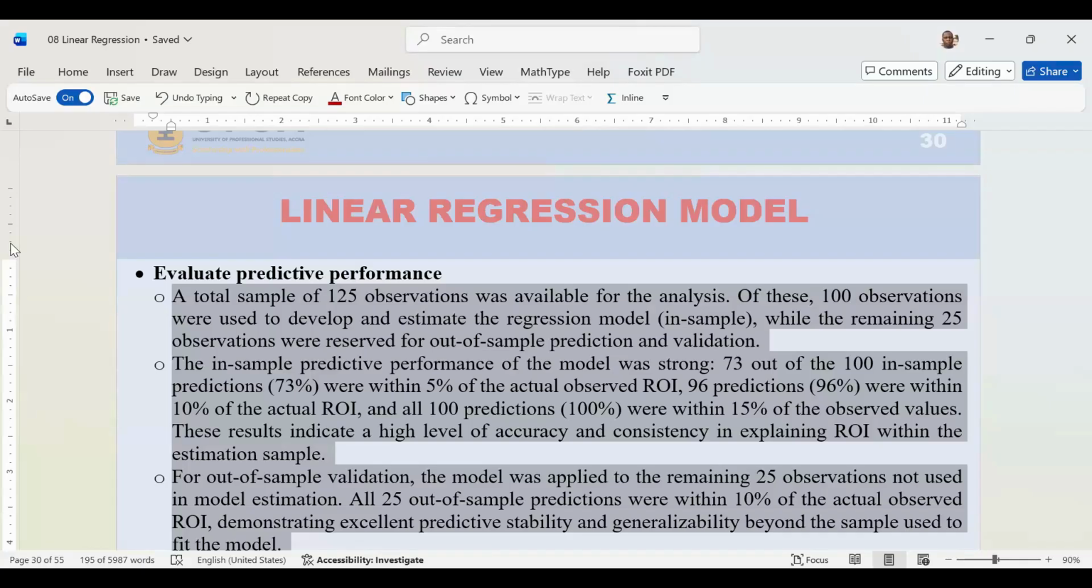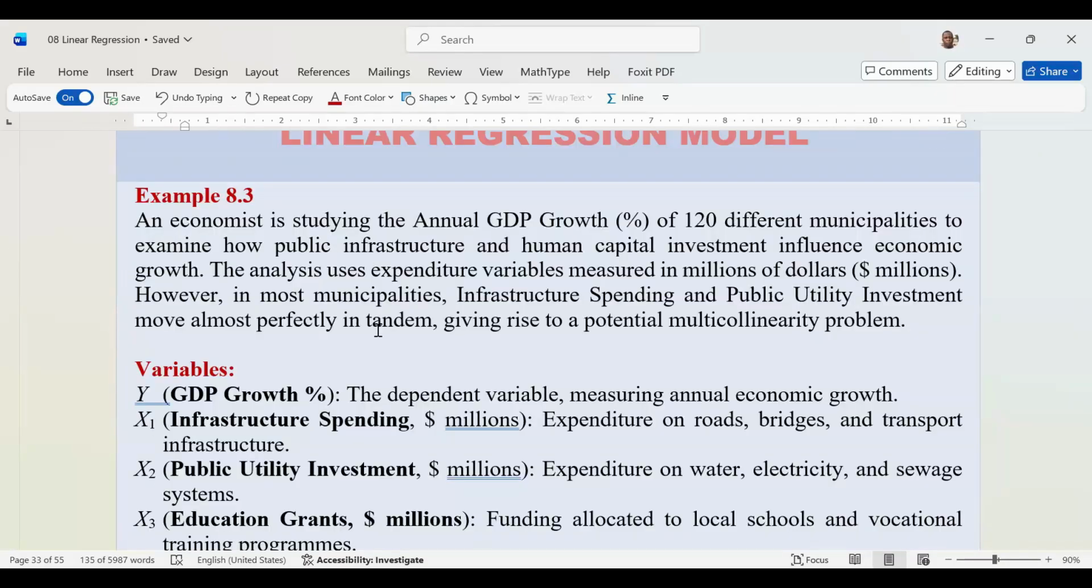The actual observed values for ROI and the predicted value of ROI. We do a comparative analysis. You can even use the paired t-test to do that comparative analysis and check whether there's significant difference between the observed actual values and the predicted value of your model. So sometimes in some models, it's good to do that depending on your objectives. Okay, that's fine.